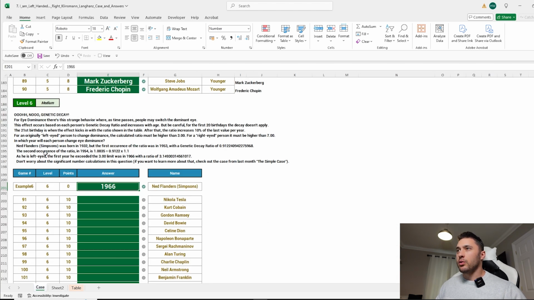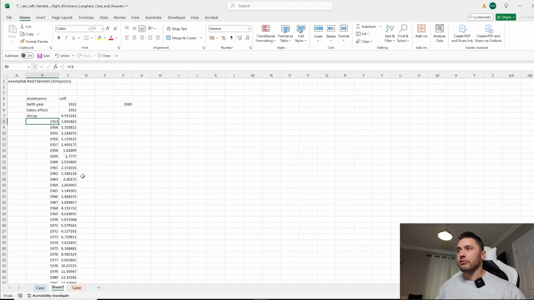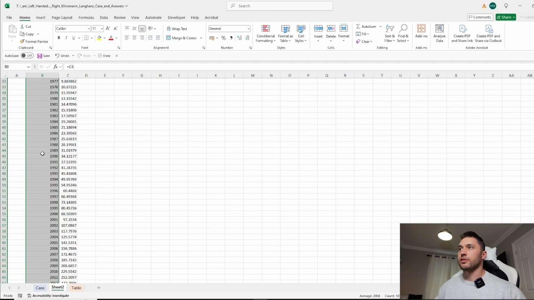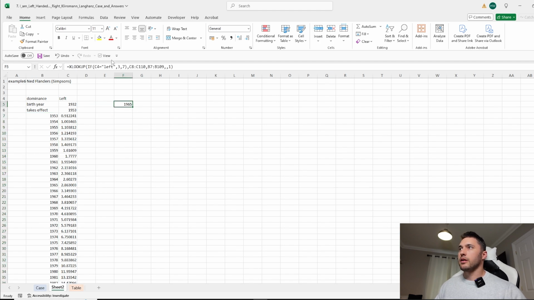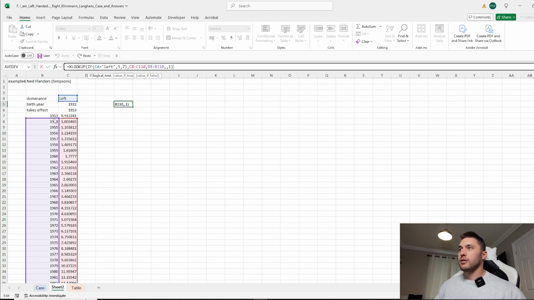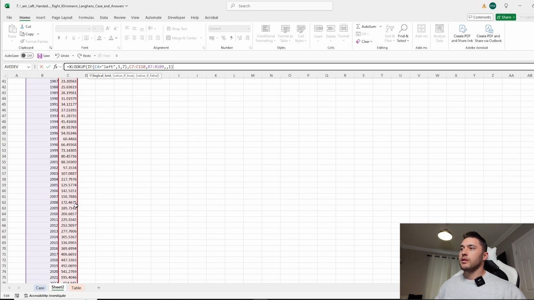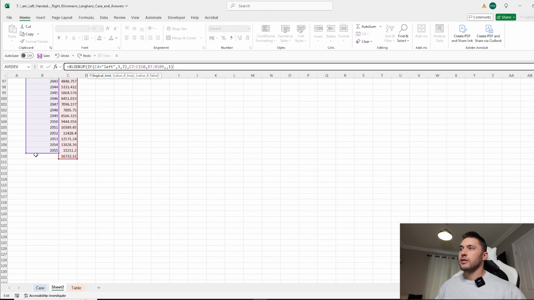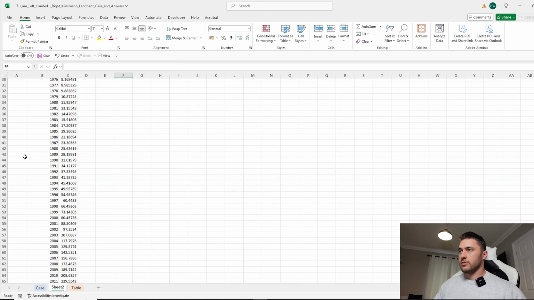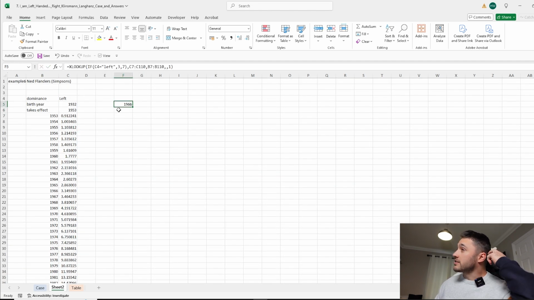So let's have a look at the example. The first occurrence was in 1953. So actually the genetics K ratio, that is 1953. So let's just shift all this up 1. That might mess up my formula here. So there we go, that should be fine. So 1966. So basically I did this and did a data table.